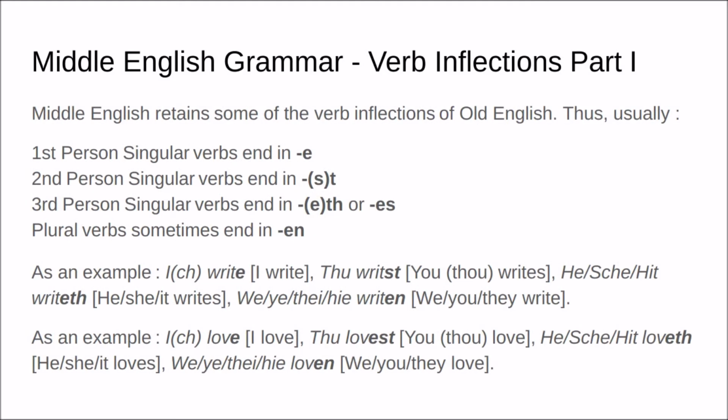Middle English retains some of the verb inflections of Old English, so usually the first person singular verbs end in E, second person in st, third person in eth or s, and plural verbs sometimes end in an EN. So to give an example, ich write is I write, thou writest, you or thou write, he, she or it writeth, he, she or it writes, we, ye, they writen, we, you or they write.